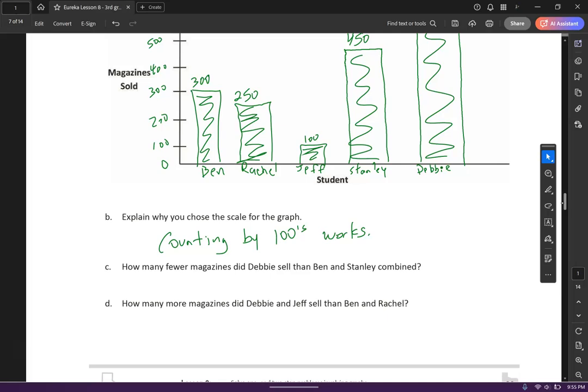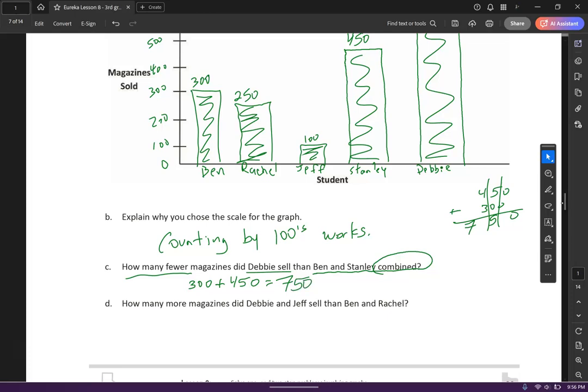Okay. C. How many fewer magazines did Debbie sell than Ben and Stanley combined? So we're going to have to combine Ben and Stanley first. So Ben had 300. Stanley had 450. Combine means we're going to add. You can stack it over here anywhere. That's 750.